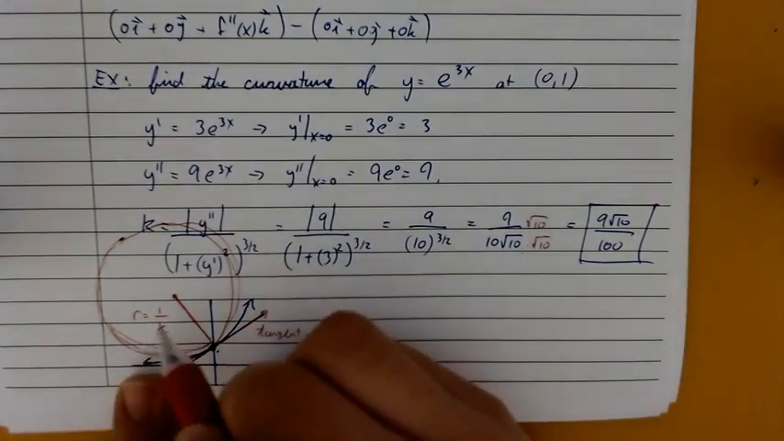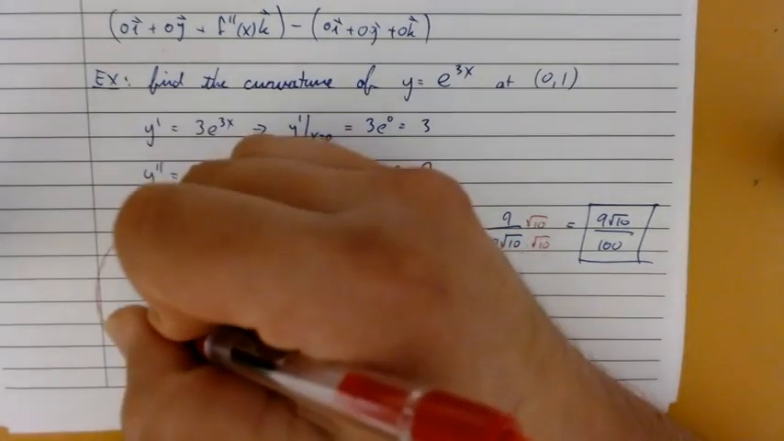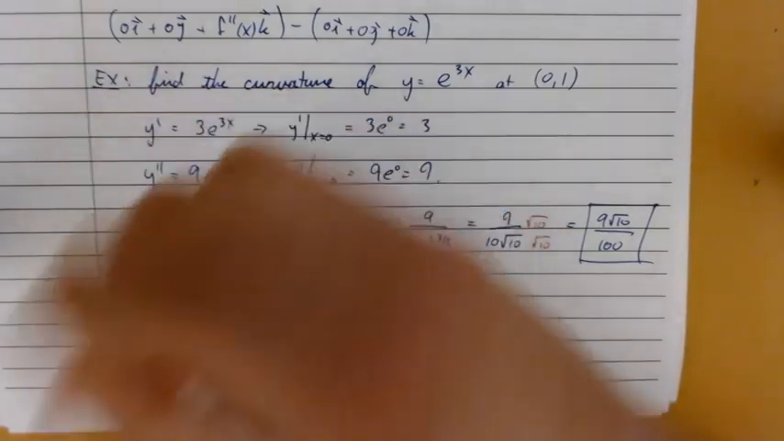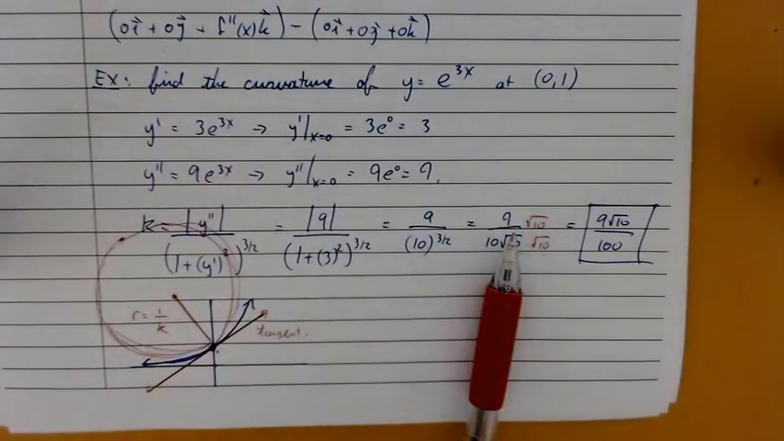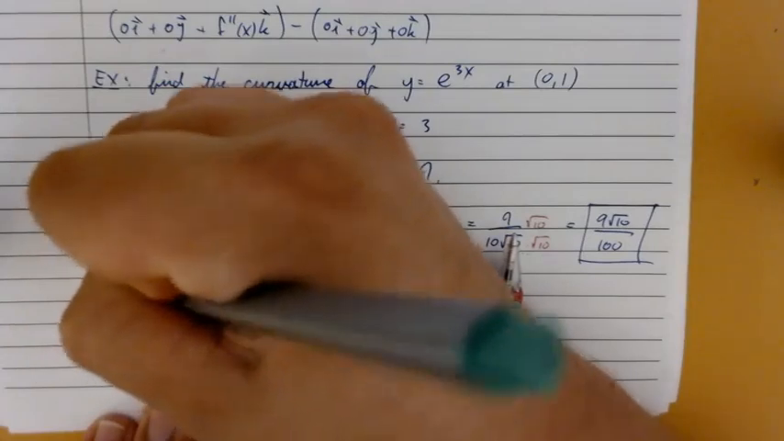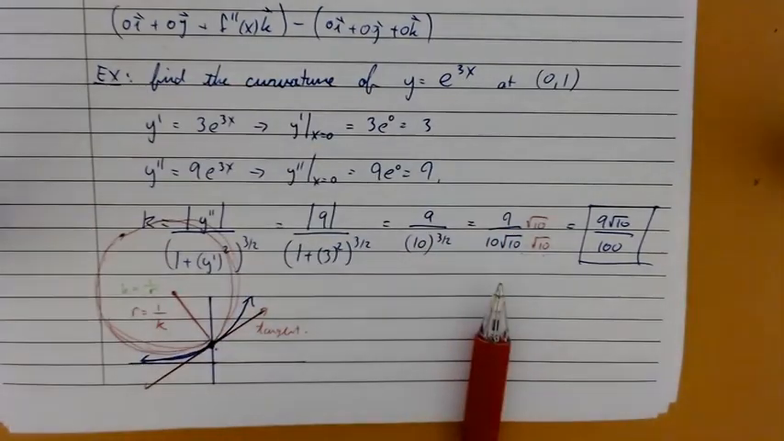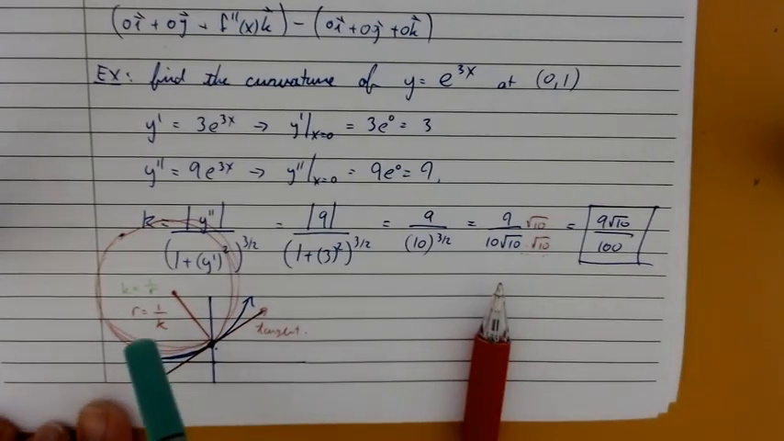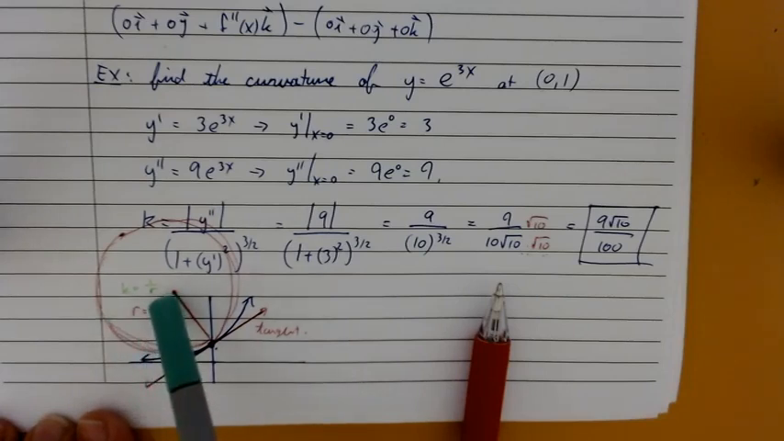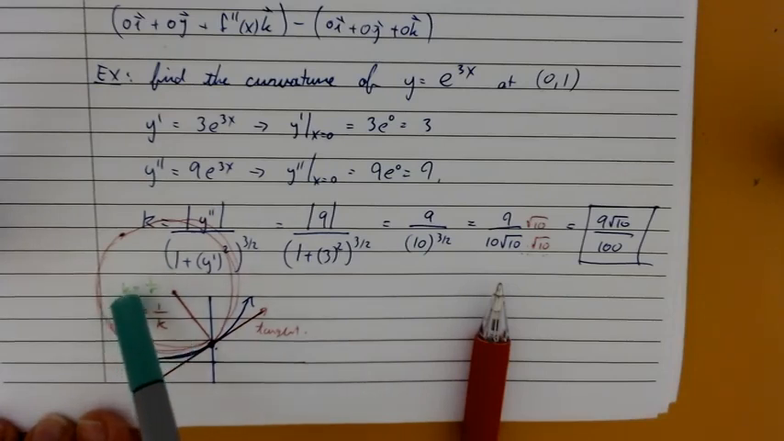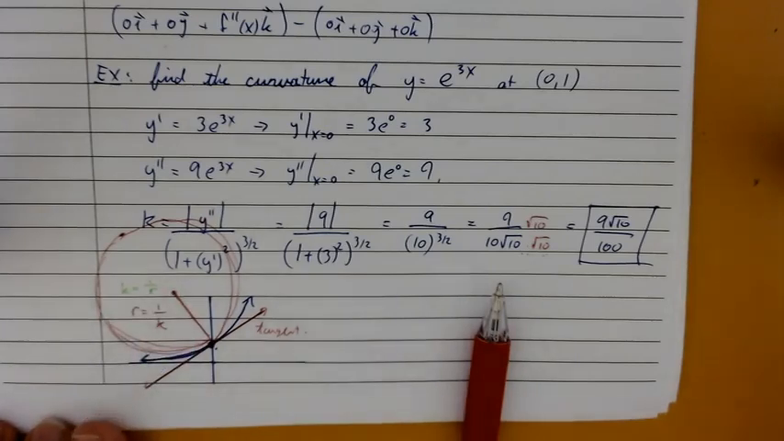Notice that because of the reciprocal nature of this, you can say, again, r is equal to 1 over k, or you can say k is equal to 1 over r. Either of those is fine. The bigger curvature you have, the smaller radius you have. The bigger, smaller, I've gotten myself confused. The smaller curvature you have, the bigger radius you have. The bigger curvature you have, the smaller radius you have.